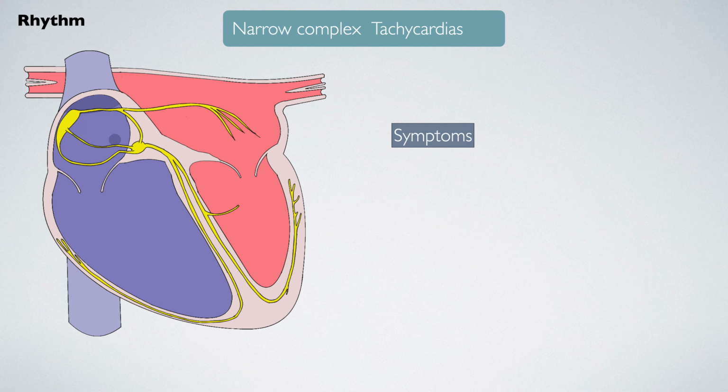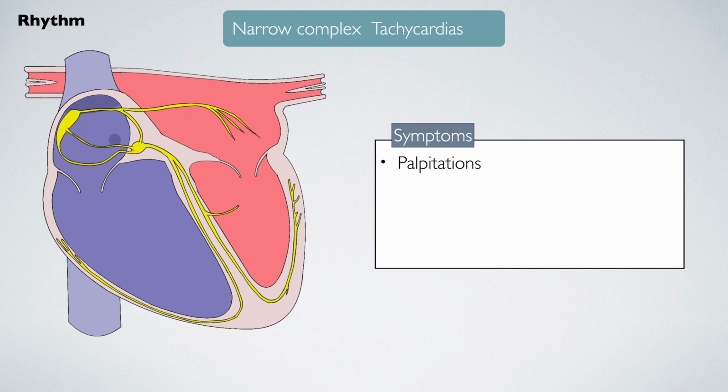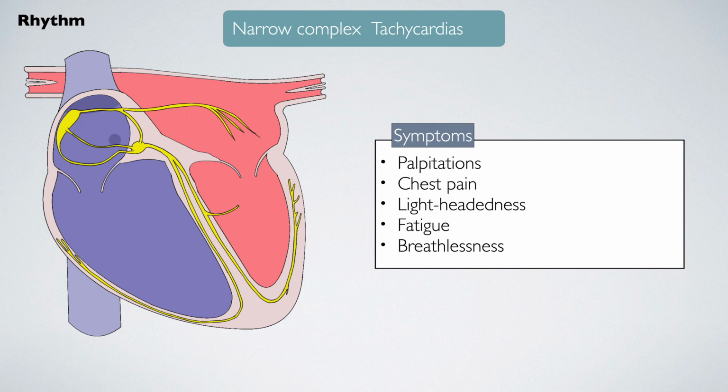This can produce a collection of symptoms, including palpitations, chest pain, lightheadedness, fatigue, and breathlessness. Narrow complex tachycardias rarely produce hemodynamic compromise unless there is pre-existing heart disease, such as heart failure. Let's take a look now at some of the most common narrow complex tachycardias.